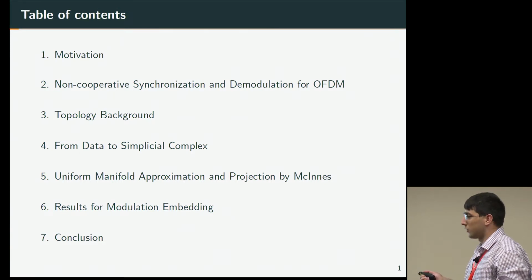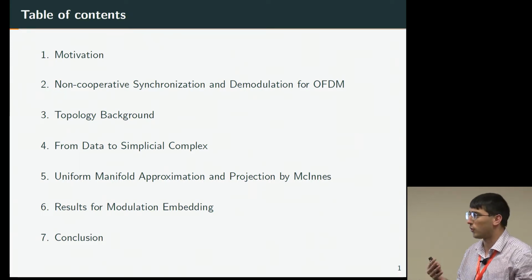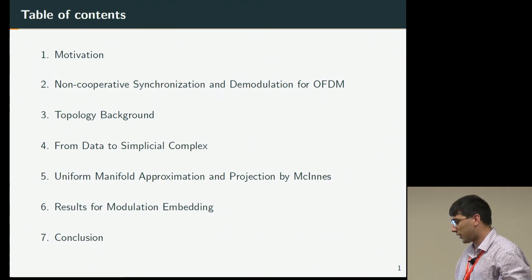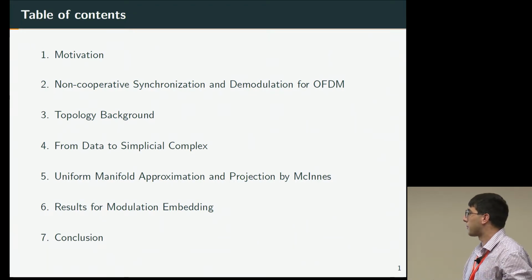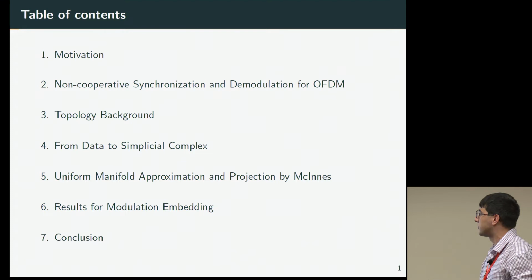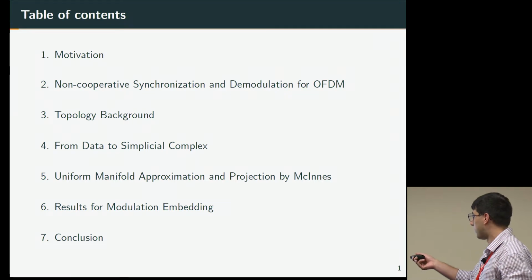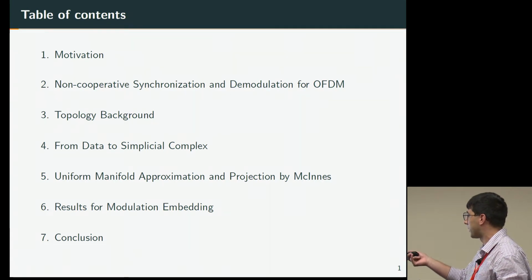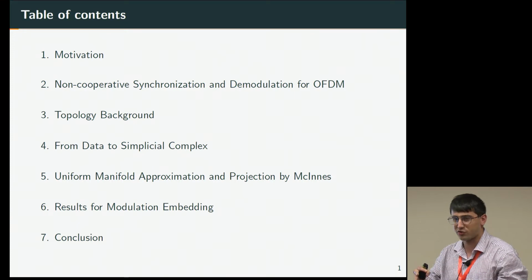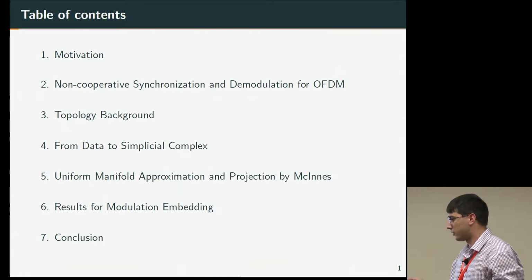In order to do that, we're going to look at topology, which is a branch of mathematics that helps us study basically shapes and properties of shapes that hold true under nice continuous transformations. Then we're going to look at a recent technique by McInnes called UMAP, which allows us to project data down and do something I call sort of RF surveying.